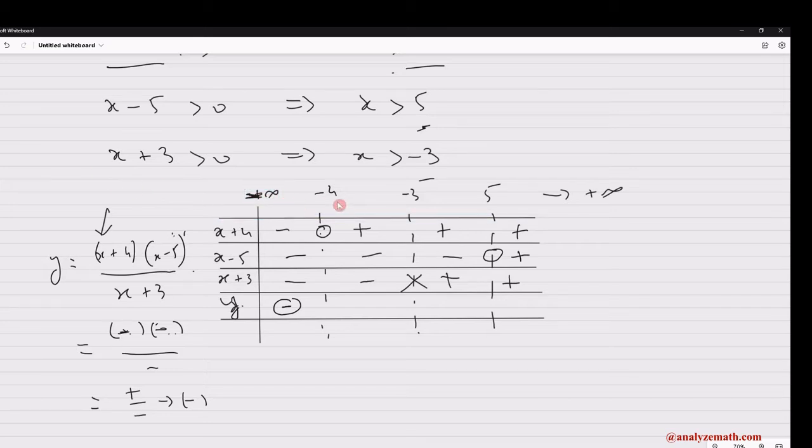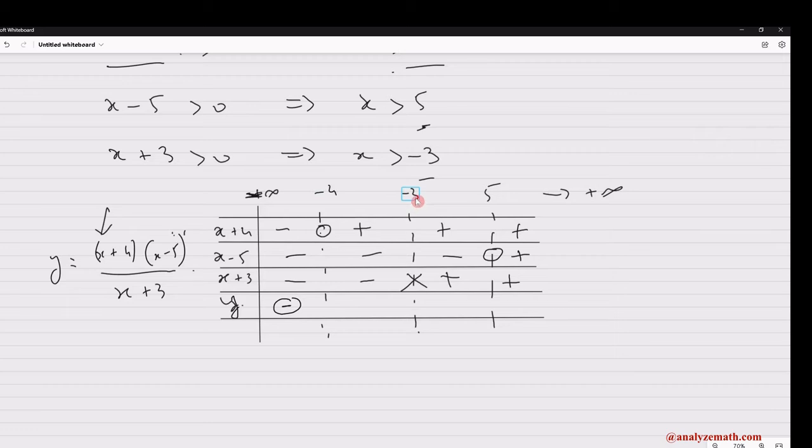Be careful. Now we go to this interval, so to minus 3. Okay, the first factor, x plus 4, is positive. Multiply by x minus 5. x minus 5 here, it's negative. So I put negative. I divide by x plus 3. x plus 3 here is negative. And when I do the rule of sign, I will have negative over negative, and the whole thing will be positive. So I go here and I put positive for y.